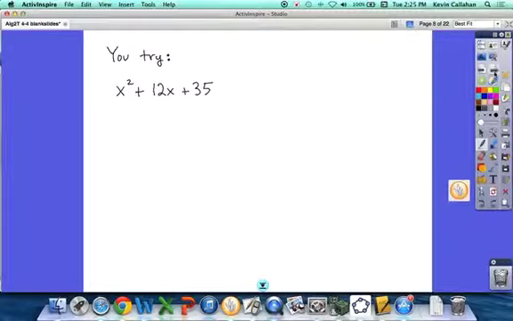Right? What two numbers are they? 5 and 7? I mean, 35 is one of those numbers. How many pairs of factors does it have? I mean, it's either 1 times 35 or 5 times 7. So 5 times 7 should come to you almost immediately, right? 5 times 7. And then you check it out. Okay, 5 plus 7 is 12. Got it. Right. So x plus 5, x plus 7.